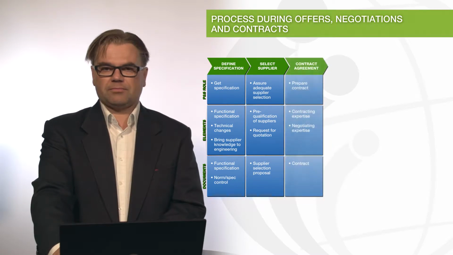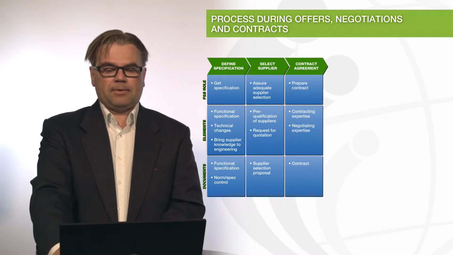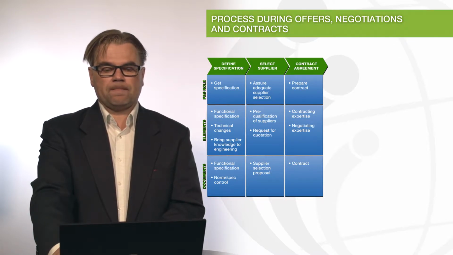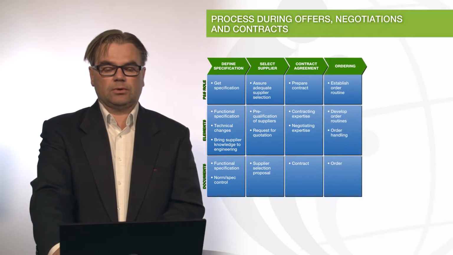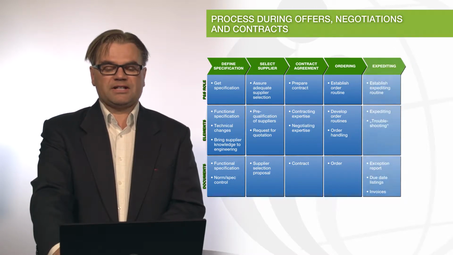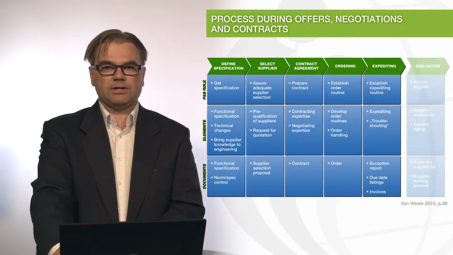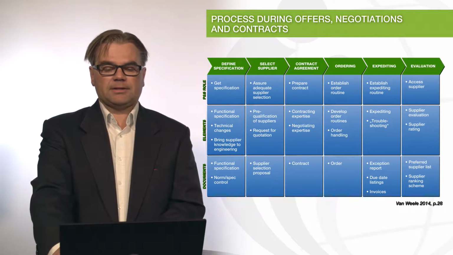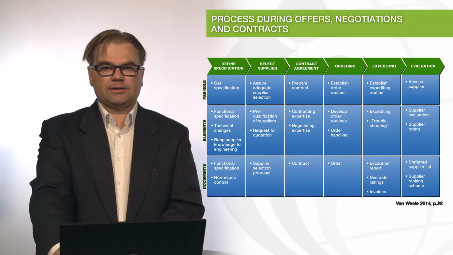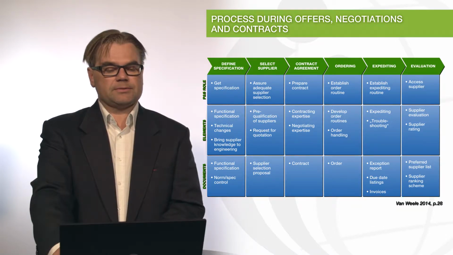Then we move to the contract management and prepare contracts there and negotiate contracts also. Next phase is ordering, where we establish orders and develop order routines also. Further, we go to the expediting and these routines for expediting also will be an important part in this purchasing process. Finally, we look at the evaluation phase where suppliers are evaluated and rankings done based on their performance.